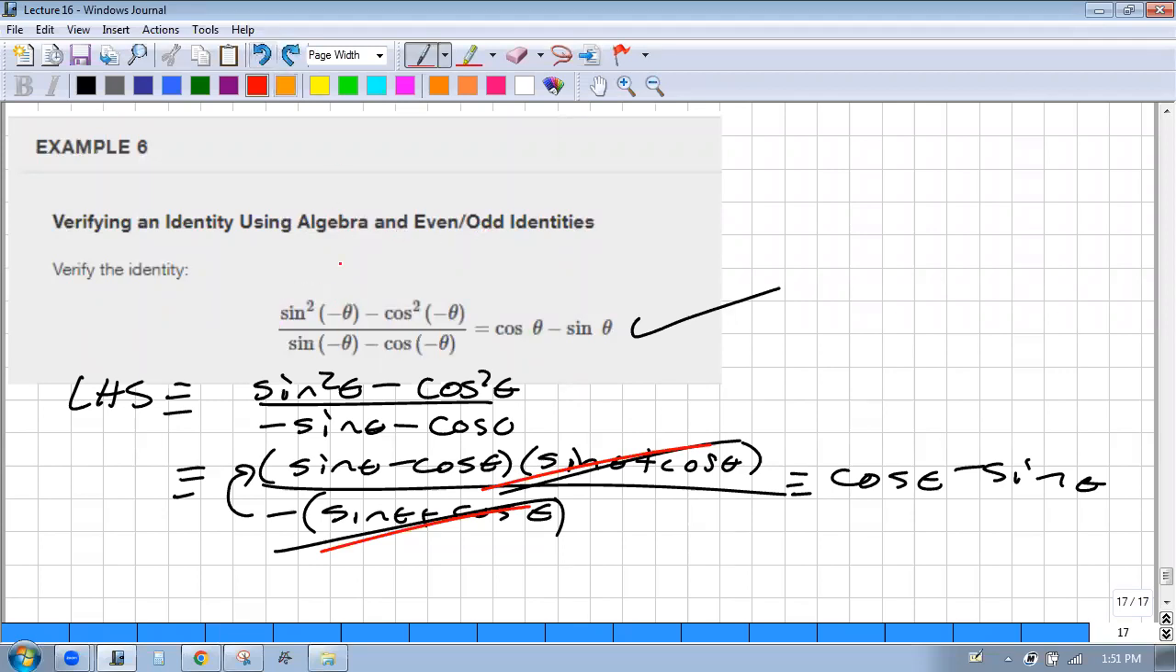This guy, see, this is sine of negative theta times sine of negative theta. So if you pull out two minuses, they cancel.